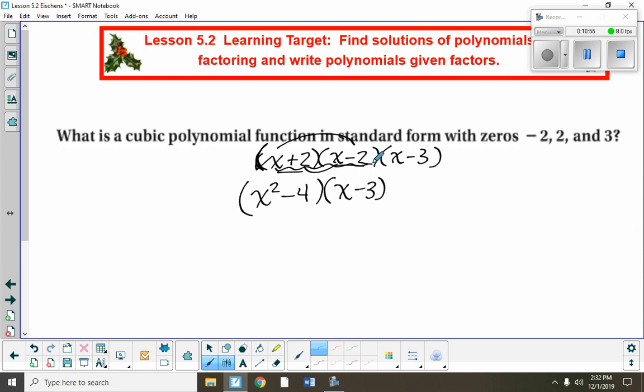So now we're going to FOIL again. So first would be x to the third. The outer is minus 3x squared. The inner is minus 4x. And the last term times the last term is plus 12. And there we have our function. We can call it y, or we could call it f of x.